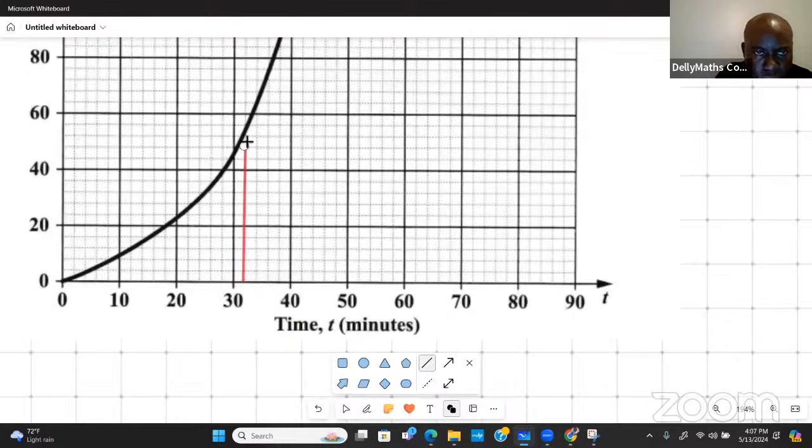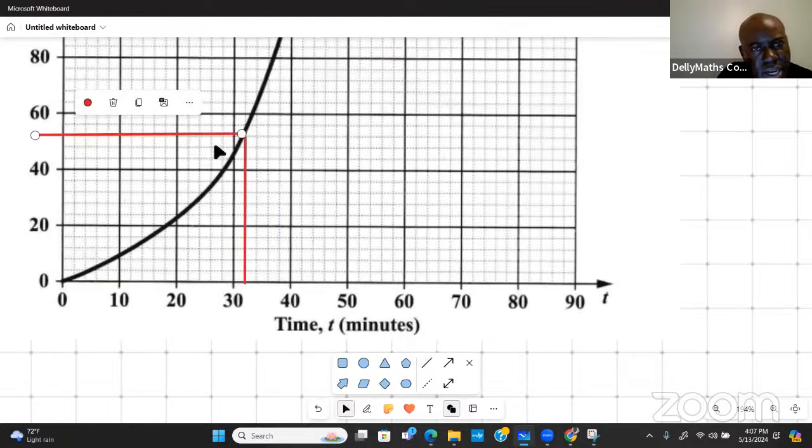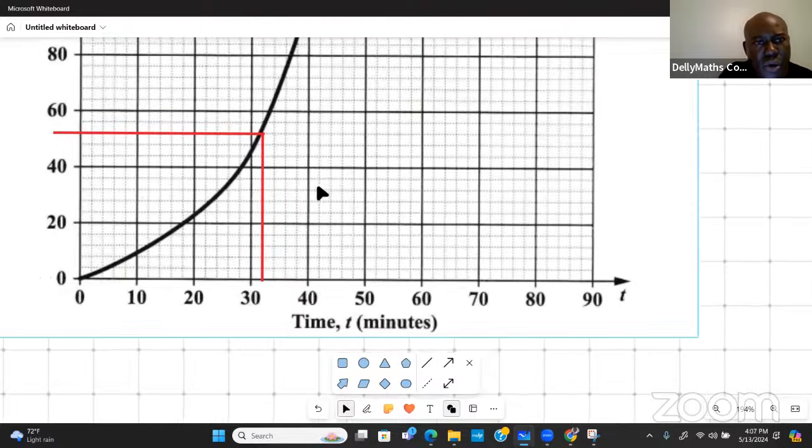And you're going to move this up to the curve. This is 32. And the moment it touches it, that's where you stop. And then you want to take it across over here. And then you want to read off that value over here. There you go with that value over here.